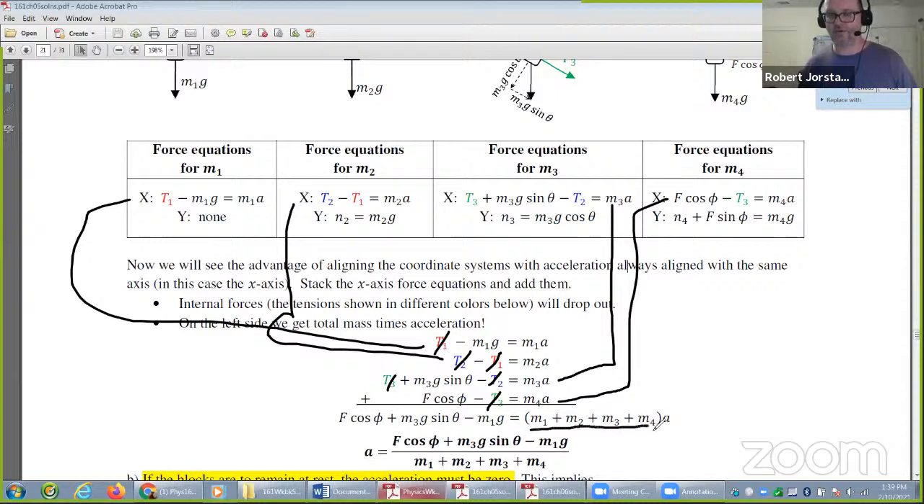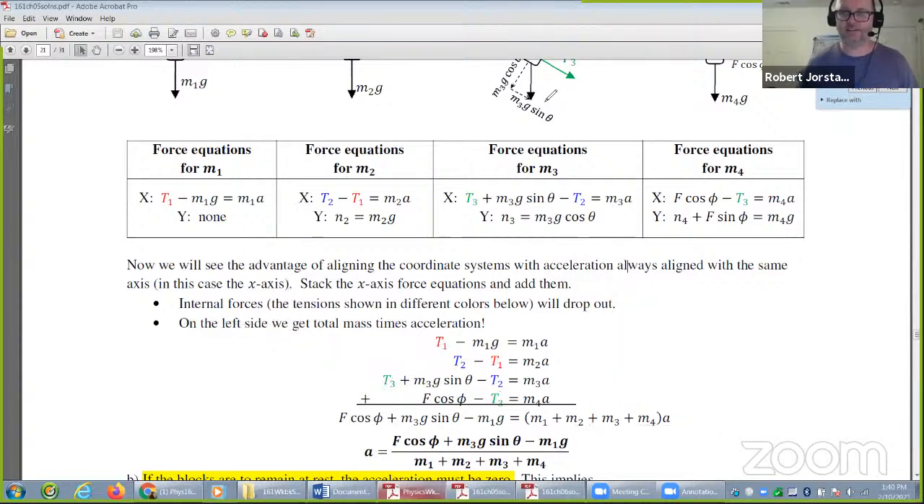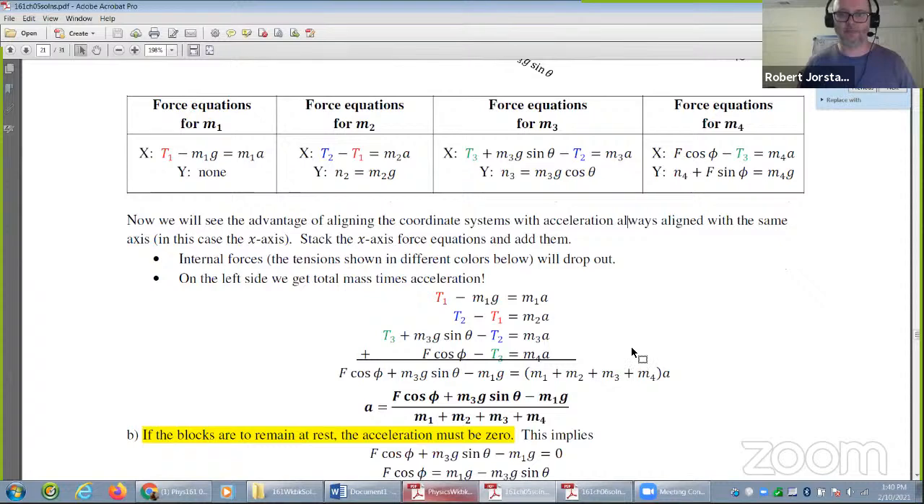I get total mass times acceleration on the right side. So this is a sign this is working right. It's a check on your work. The more checks on your work you have, the fewer times you take this class. That's the bottom line.